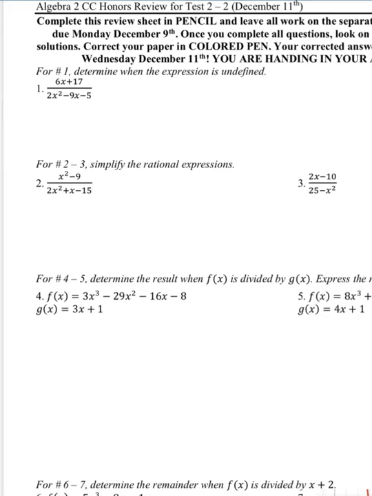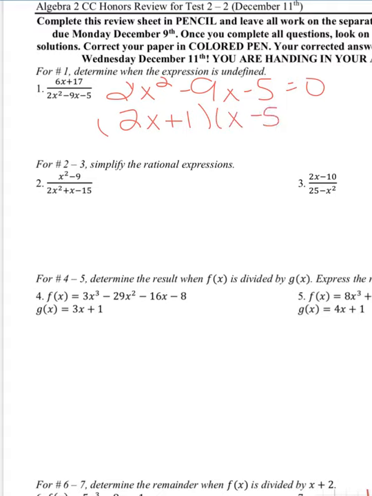So 2x squared minus 9x minus 5 equals 0. You can do quadratic formula, you can do completing the square, I'm going to factor it. If you factor this, you should get 2x plus 1 times x minus 5 equals 0. So that's after doing master product, which means that this expression is undefined when x is equal to negative 1 over 2 and x is equal to 5. If you plug either one of those into the equation, you get 0 in the denominator, which you cannot have.